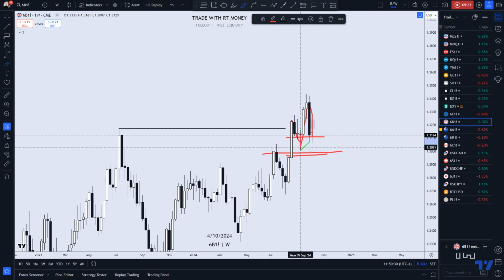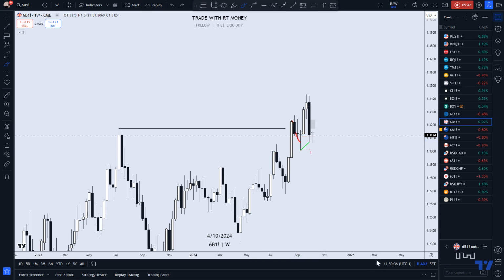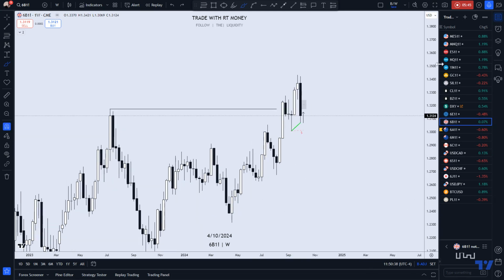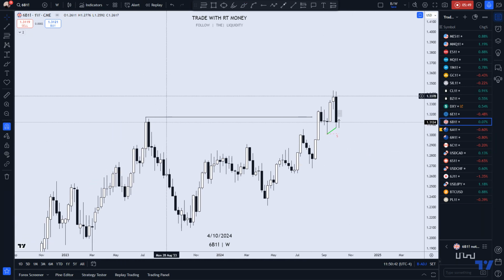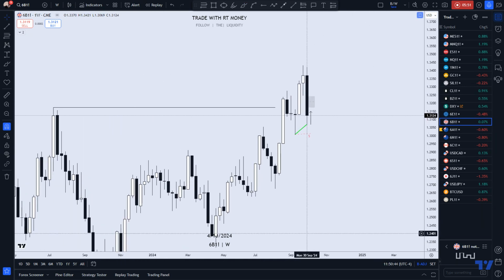We tested it already. That makes me a little nervous. It makes me think that price wants to take out that low. All right. And that might be the plan. But what I want to show you is if we use the Fibonacci retracement tool and we go from the most recent swing high.